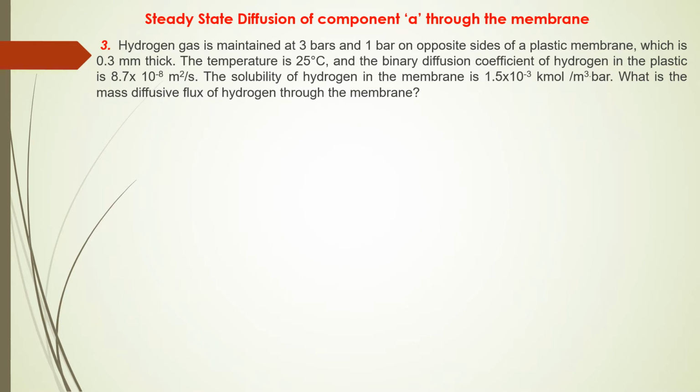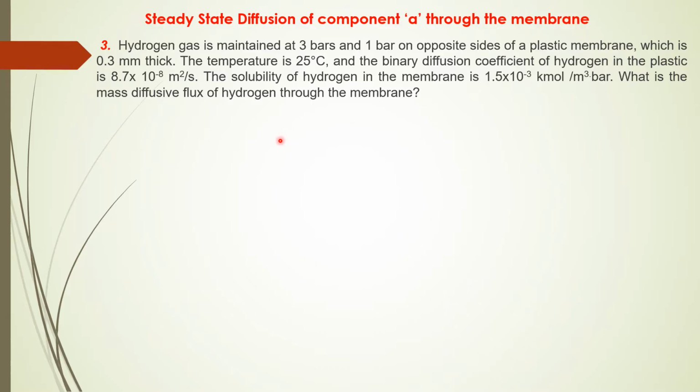The problem is: hydrogen gas is maintained at 3 bars and 1 bar on opposite sides of a plastic membrane which is 0.3 mm thick. The temperature is 25 degrees Celsius and the binary diffusion coefficient of hydrogen in plastic is 8.7 into 10 power minus 8 meter square per second. The solubility of hydrogen in the membrane is 1.5 into 10 power minus 3 kilogram mole per meter cube bar. What is the mass diffusive flux of hydrogen through the membrane? This is the problem.